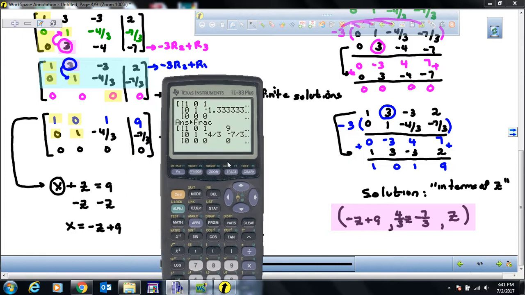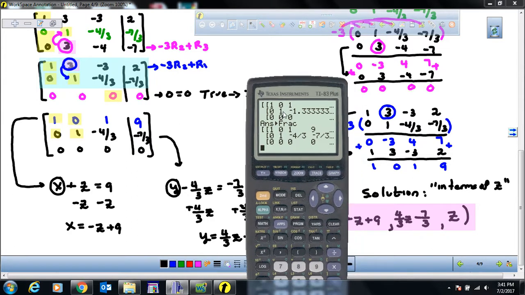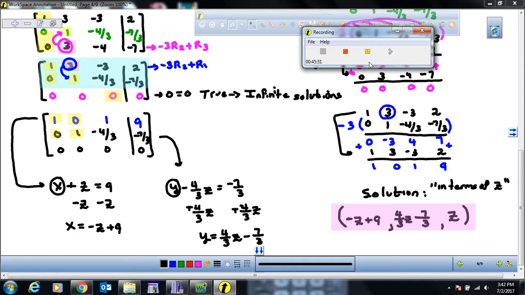Then all we have to do for the 0, 0, 0, 0, remember that means that the system has infinitely many solutions. So right there we have to express the solution in terms of z by solving the first equation for x, solving the second equation for y, and the z is just going to be z. And that's how we would end it after this part right here. Okay. So this explanation basically finalizes the section 9.2.